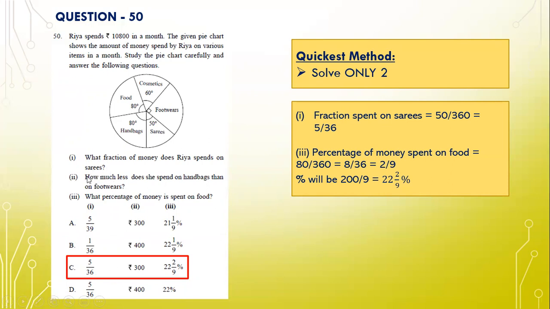We don't need to solve question 2. We'll solve question 3 because it is an easier one. What percentage of money is spent on food? So how much portion on food? 80 upon 360. What is 80 upon 360? 8 upon 36. It is 2 upon 9. So what is the percentage here? 2 upon 9 into 100. So 200 upon 9. And what is 200 upon 9? It is 22 integer 2 upon 9. So percentage will be 22 integer 2 upon 9%.